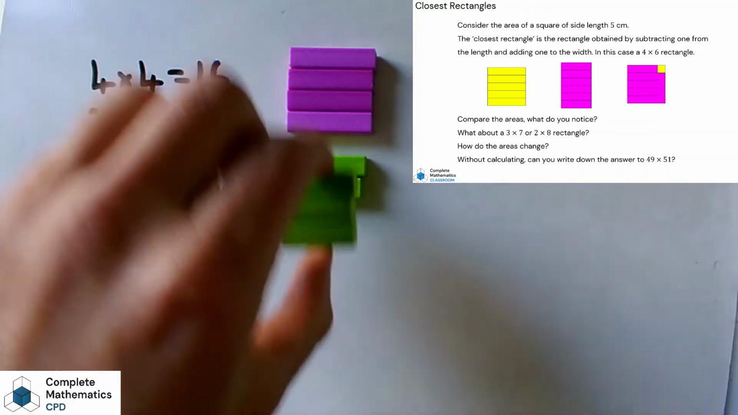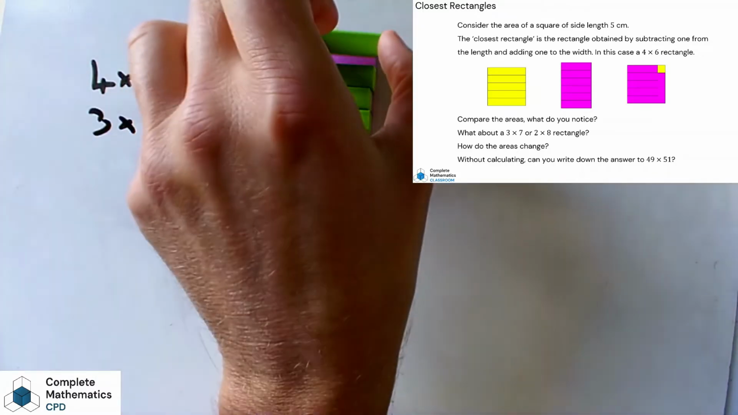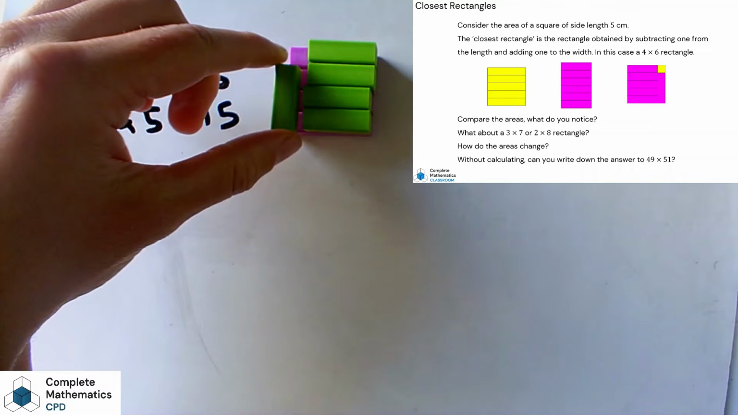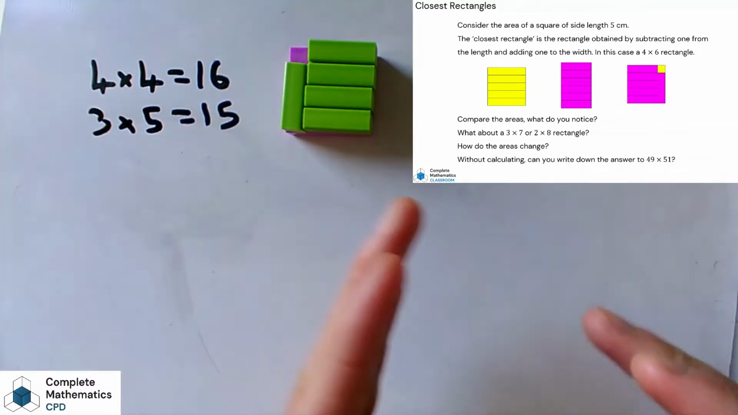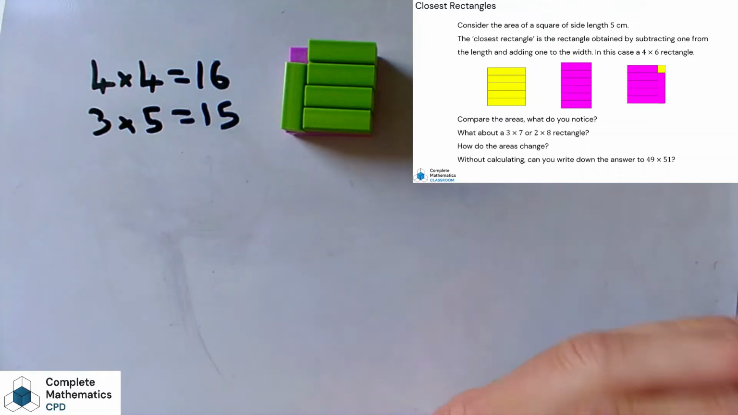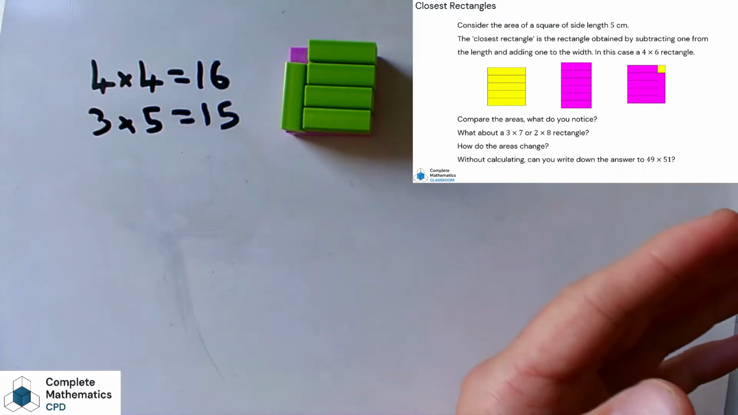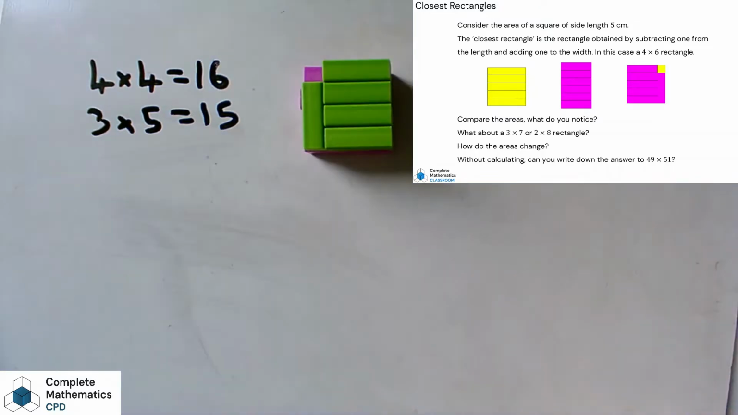And it's more profound if you actually put these areas on top of each other. And you can see you always have this missing square in the corner here. The area is always one less. The closest rectangle has an area one less than its square. So you do a bunch of these with the class, and hopefully you get to the conclusion that it doesn't matter what square you start with, its closest rectangle always has an area of one less.